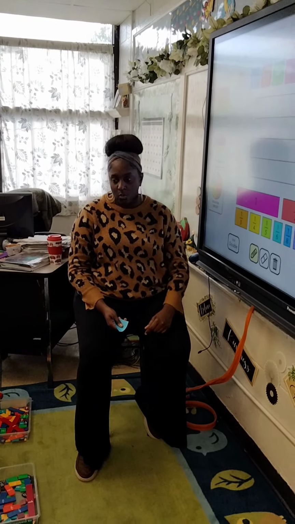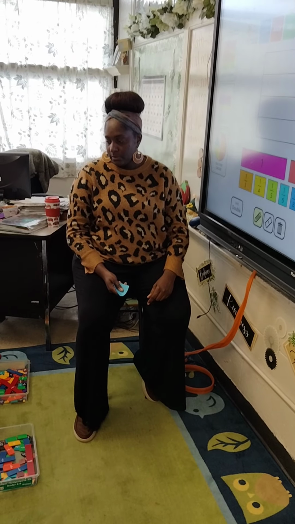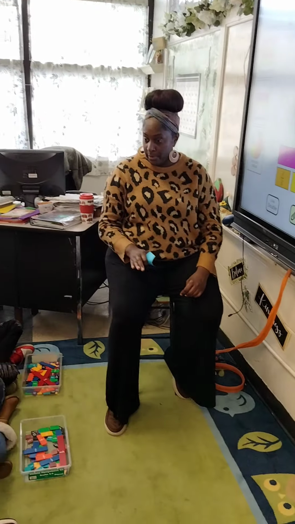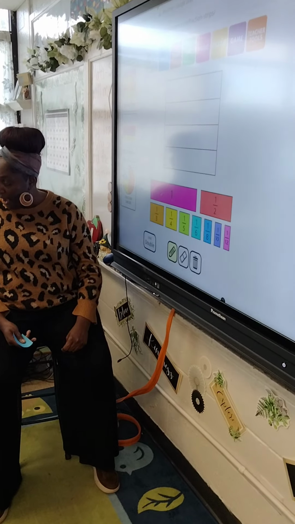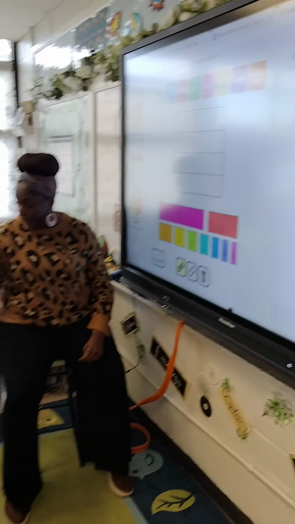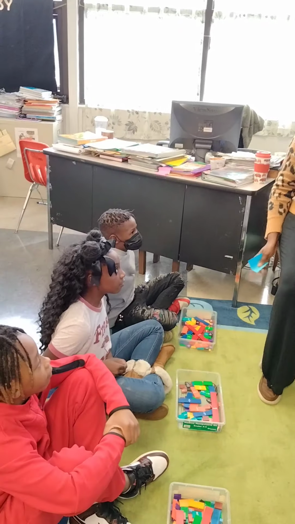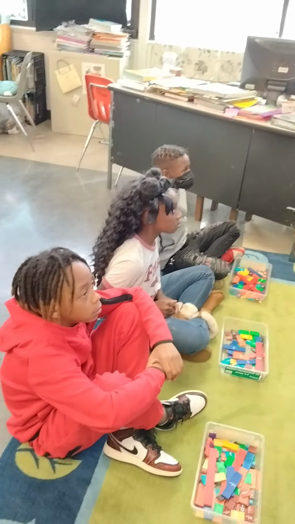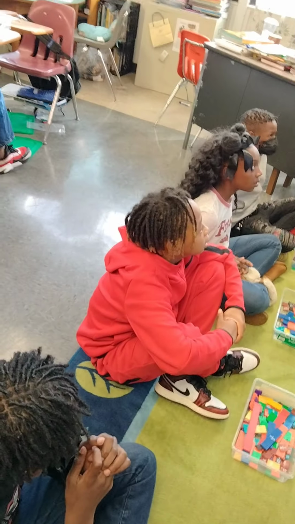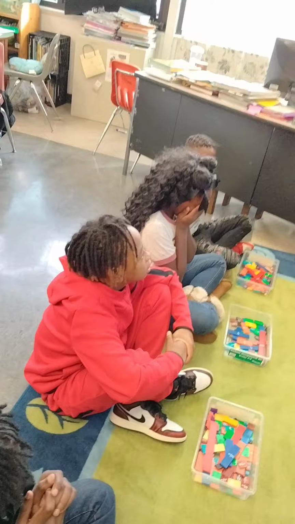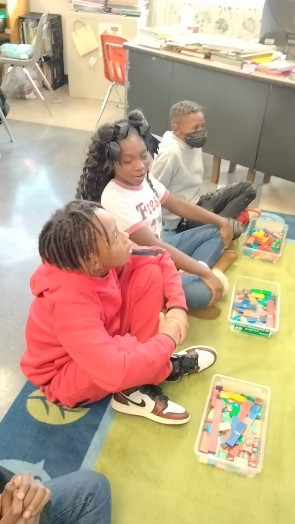So what type of number is 1? It's a whole number, right? What do we know about these other numbers that are on these tiles? What type of numbers are those? Proper. Proper what? It's one more type of fraction, and they are all proper fractions. What is it called?